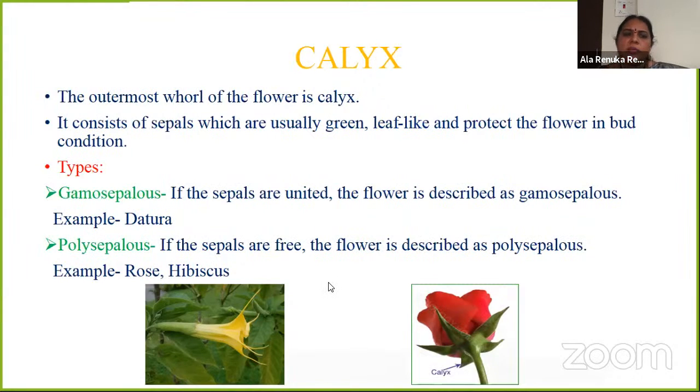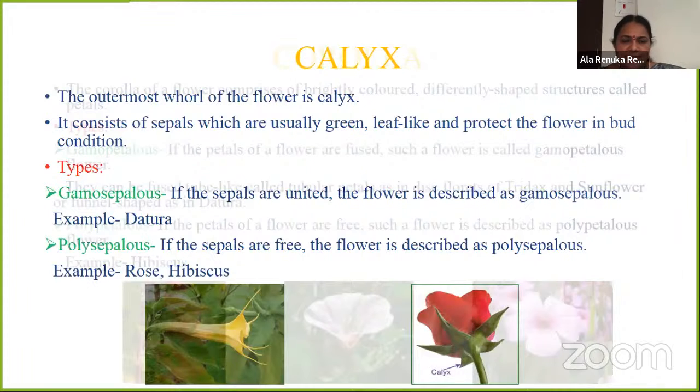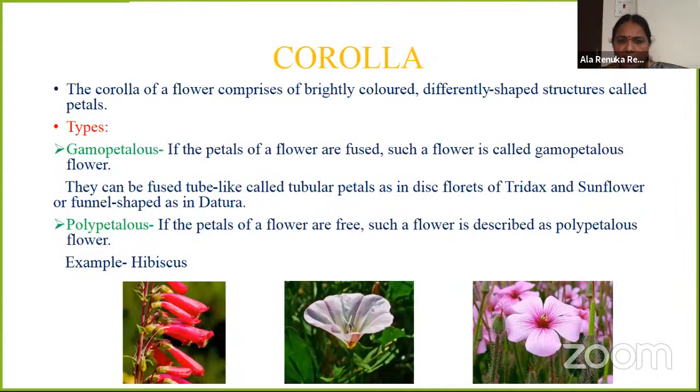And corolla. The whorl inner to the calyx is the corolla, which comprises brightly colored petals, differently shaped, with different fragrance. We see different shapes.